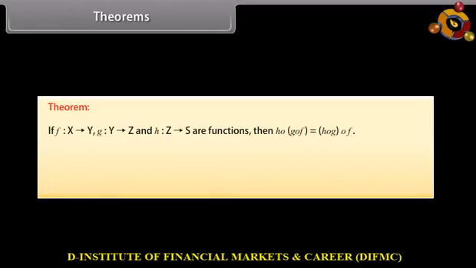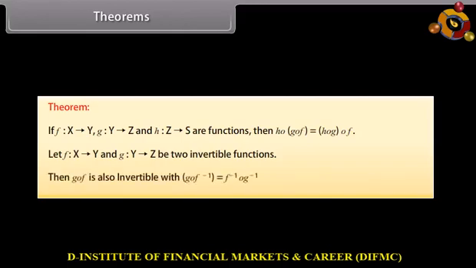Theorems. If function f from X to Y, function g from Y to Z, and function h from Z to S are functions, then h of (g of f) is equal to (h of g) of f. Let function f from X to Y and function g from Y to Z be two invertible functions. Then g of f is also invertible with inverse of (g of f) is equal to f inverse of g inverse.